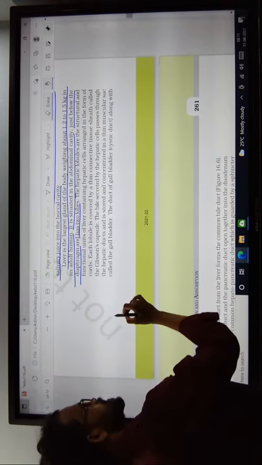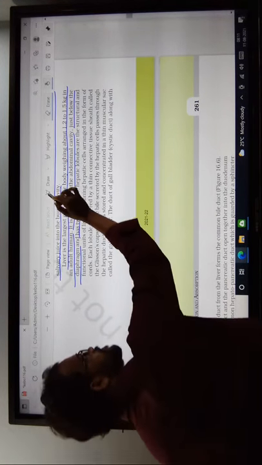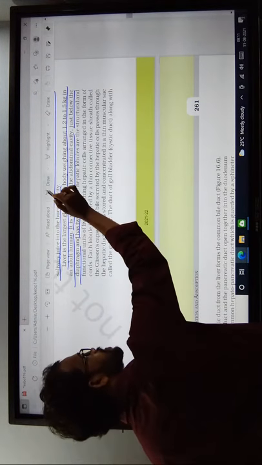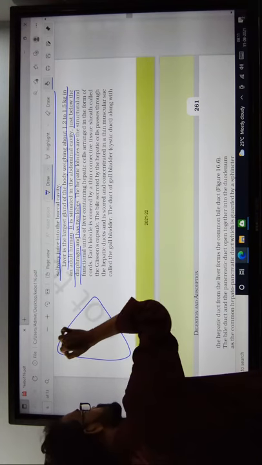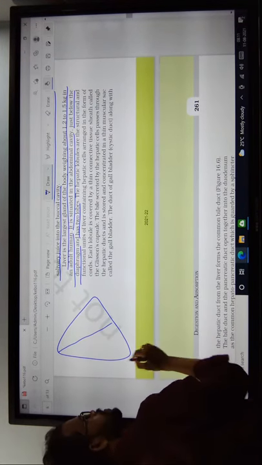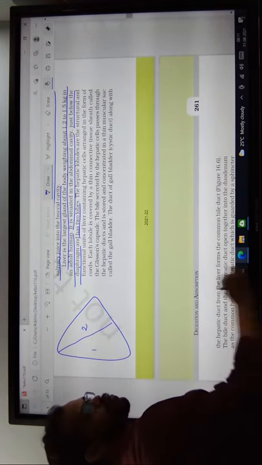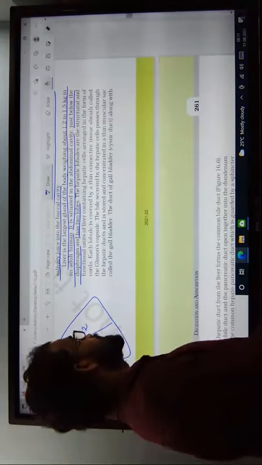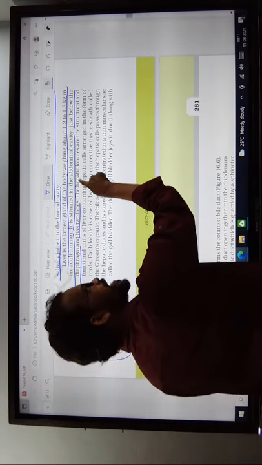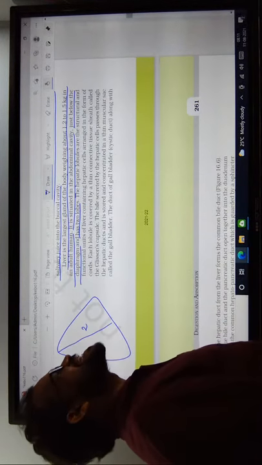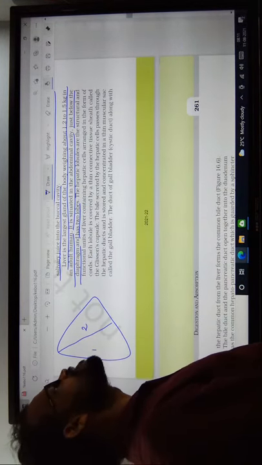Okay, see now, the liver consists of two lobes. Like this. Liver consists of how many lobes? Two lobes. The liver consists of two lobes. Now, the liver is located just below the diaphragm.